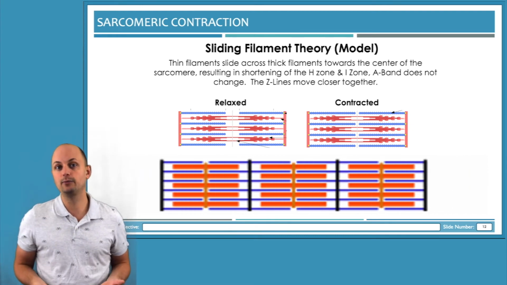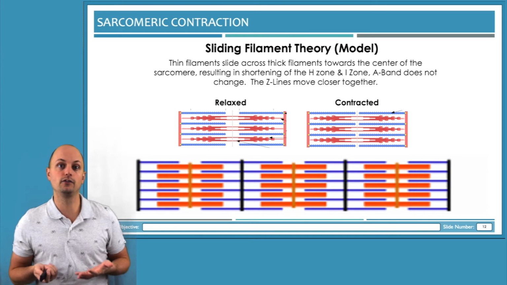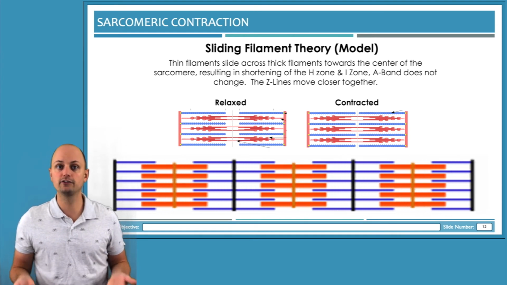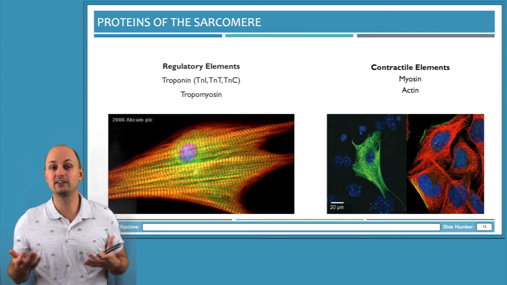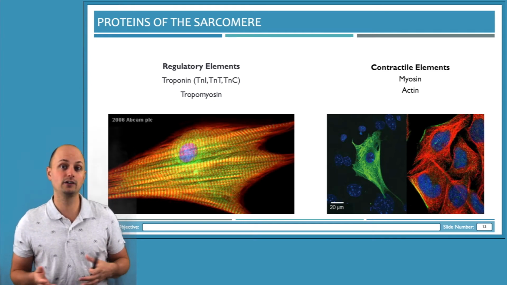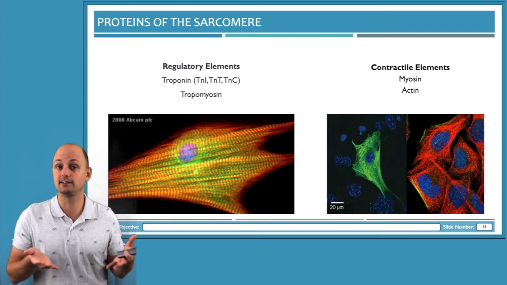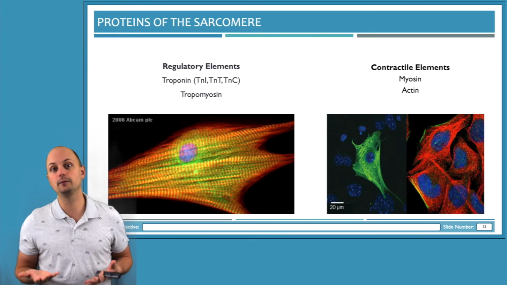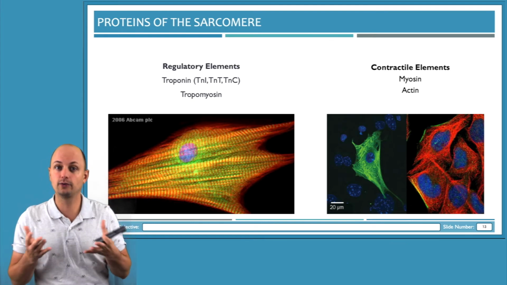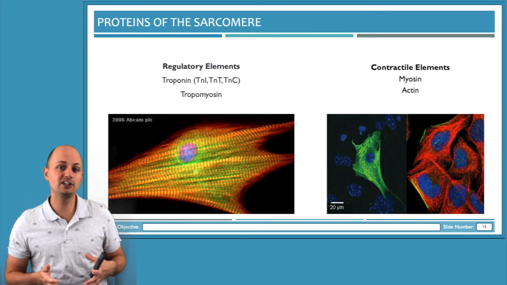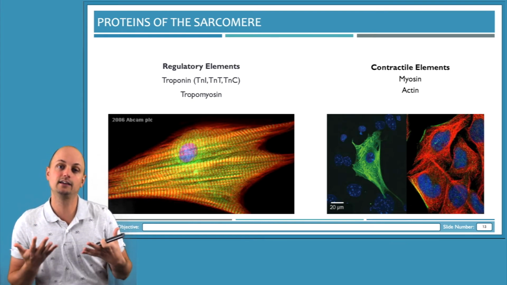Now, because myofibrils are everywhere inside of the muscle, sarcomeres are everywhere too. So over on the right-hand side of this image are two cells that have been labeled with fluorescent markers for the thick filament myosin, that's in green, and the thin filament actin, which is in red. And you can see that they're distributed all throughout the cell, but contraction is a really tightly regulated process.